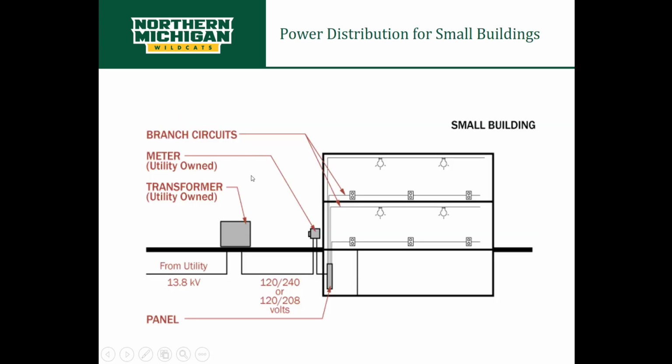Okay, so if we have a small building, after we get through the whole transmission process, we would typically have a transformer that's owned by the utility company outside of your facility. We'd have a meter that's owned by the utility company outside of your facility, and then after that meter is when we start coordinating and connecting in, hooking up the panel and running our branch circuits throughout the facility. Pretty basic, pretty straightforward.